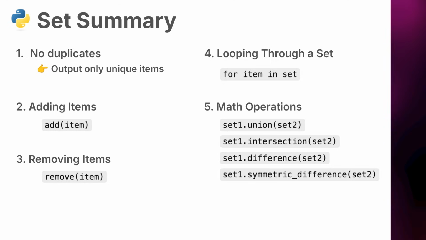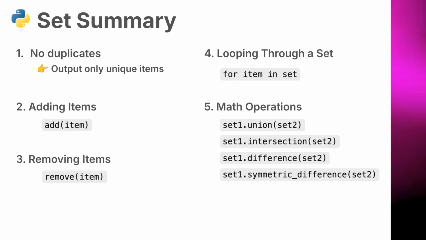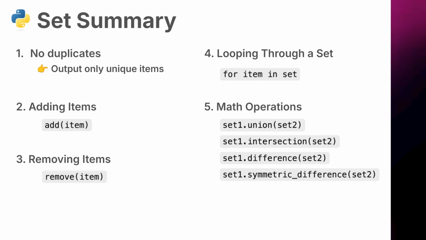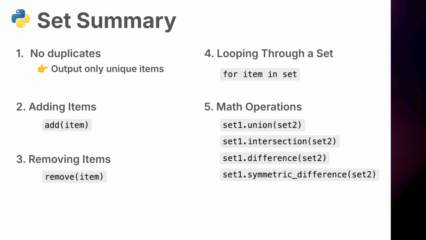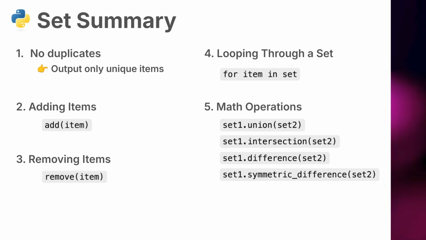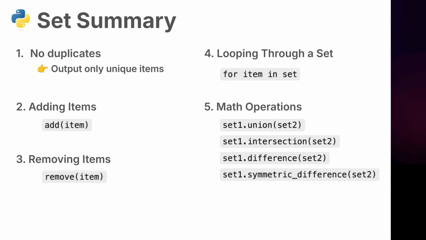4. Looping through a set. You can use a for loop to go through each item. Note, sets are unordered, so the order might change every time. 5. Math operations. Union combines items from 2 sets, no duplicates. Intersection finds common items between sets. Difference finds items only in set 1 but not in set 2. Symmetric difference finds the unique items from both sets.